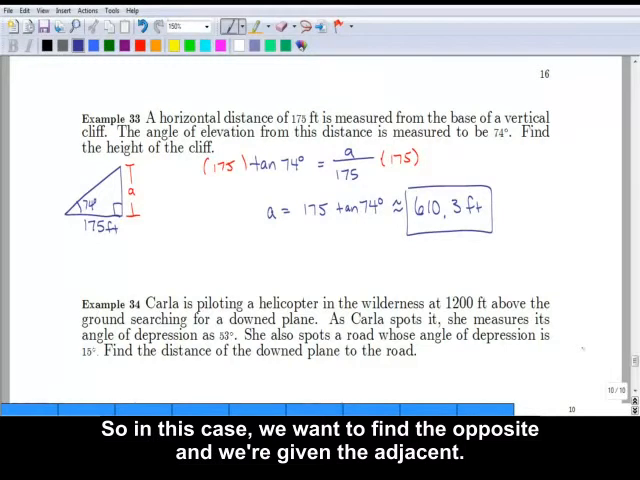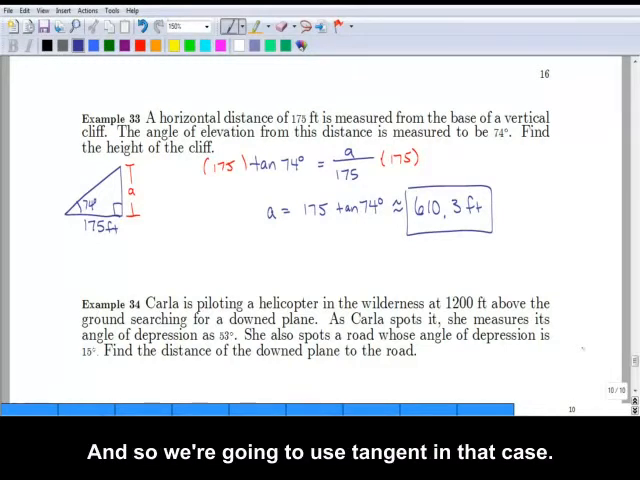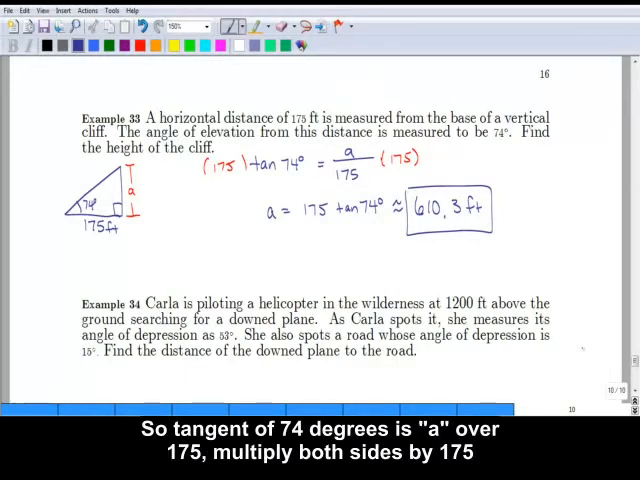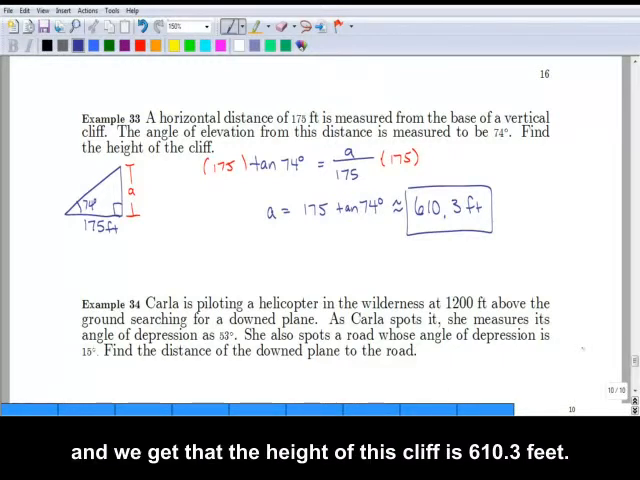So in this case we want to find the opposite, and we're given the adjacent, and so we're going to use tangent in that case. So tangent of 74 degrees is A over 175. Multiply both sides by 175, and we get that the height of this cliff is 610.3 feet.